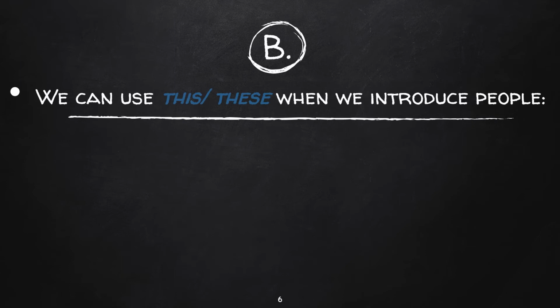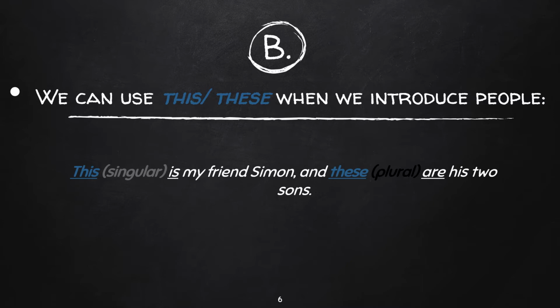We can use this and these when we introduce people. We would say, this is my friend Simon, and these are his two sons. We use the singular pronoun this to introduce Simon, and we use the plural these to introduce two people, his two sons. This expression is commonly used when we introduce ourselves on the phone. We would say, hi Sarah, this is Jane.